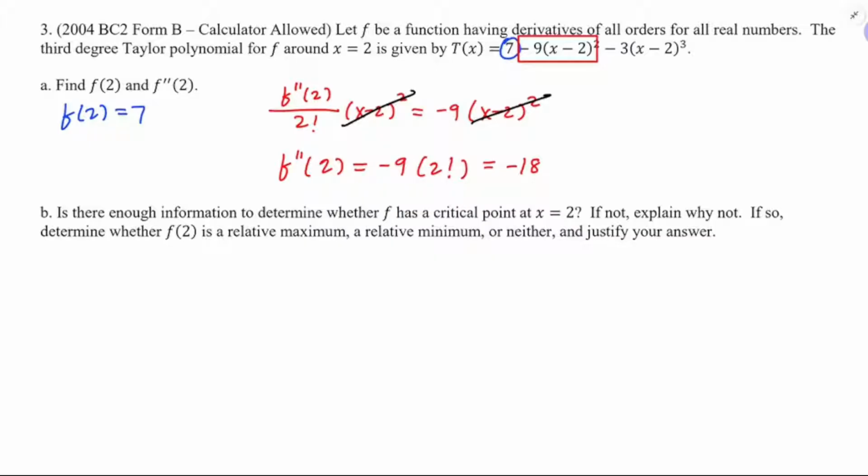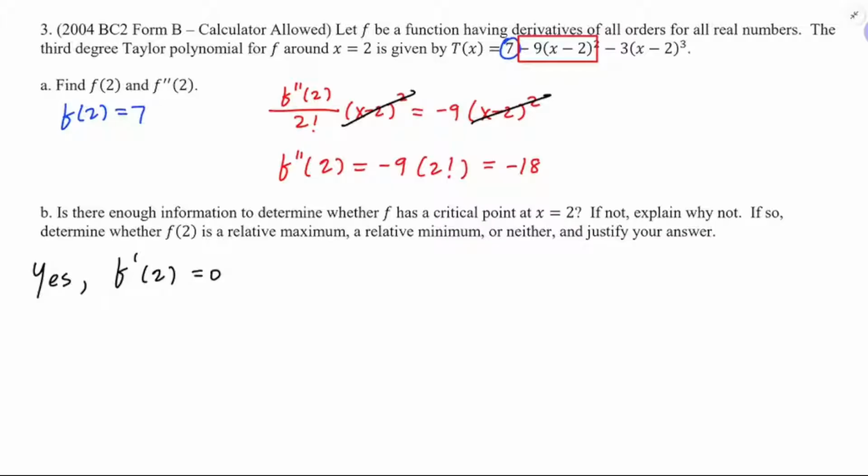Yes, there is, because I can say that I know f double prime of 2 equals 0 because of the missing x minus 2, f prime, pardon me. I know that f prime of 2 equals 0 because of the missing x minus 2 to the first power term in the Taylor polynomial. Yes, there is a critical point because f prime of 2 equals 0.